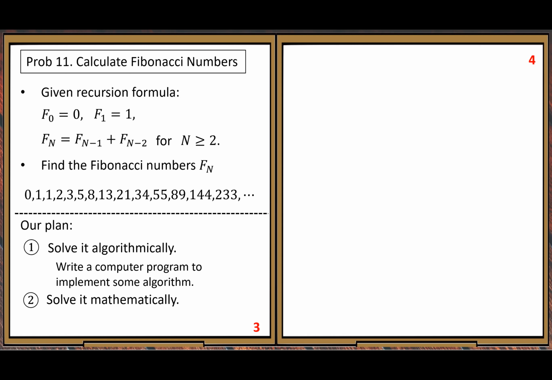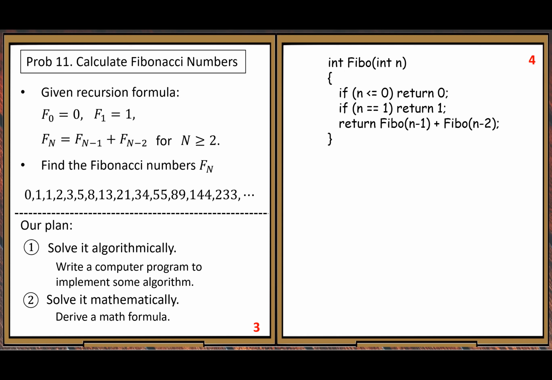So we will do two things for this problem, our problem number 11. First, let us do the first part, which is relatively easier. Let us write a recursive function, Fibo, with initial values, then return the sum of two smaller Fibonacci numbers. That simple, right? So this is our first implementation.